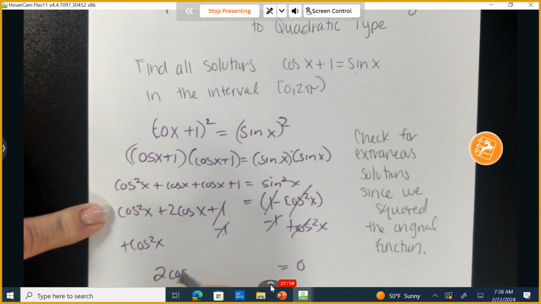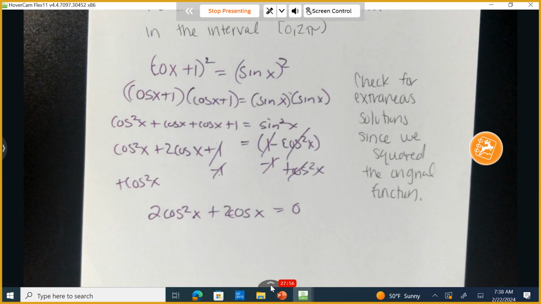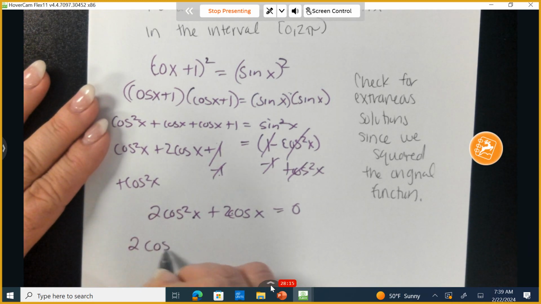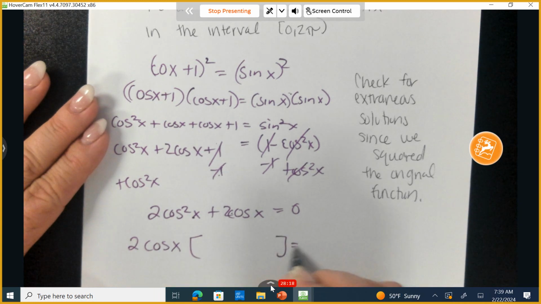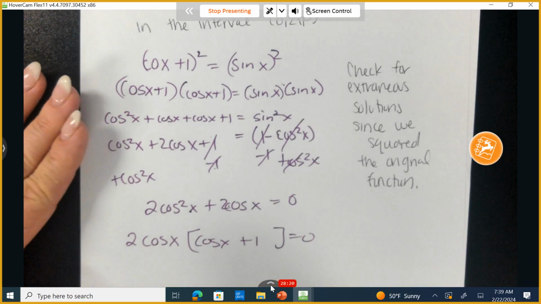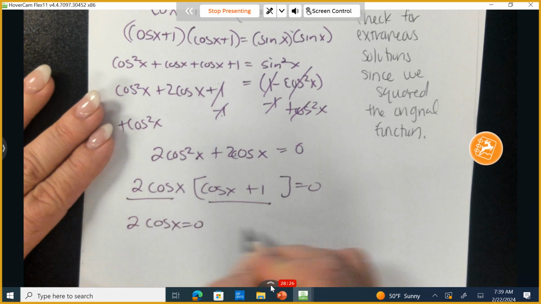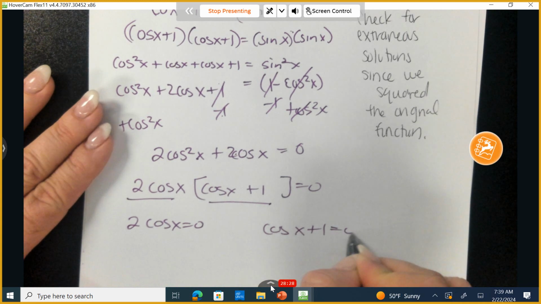I have 2 cosine squared x plus 2 cosine of x. Please go ahead and factor right now. Factor and solve. So they both have a 2, and they can take out at least one cosine, and I'd be left with cosine of x plus 1. I'm going to set each of these equal to 0. 2 cosine of x equals 0, and cosine of x plus 1 equals 0.